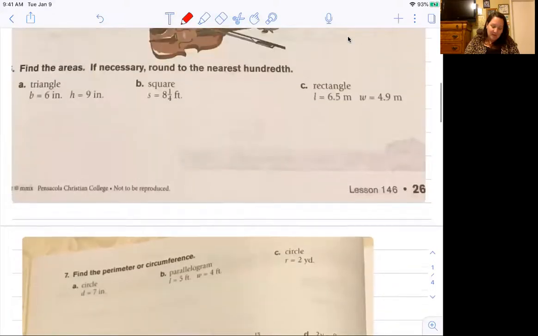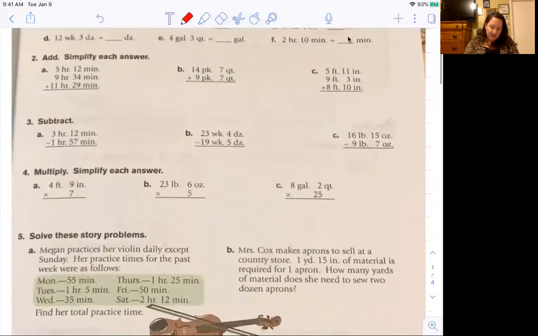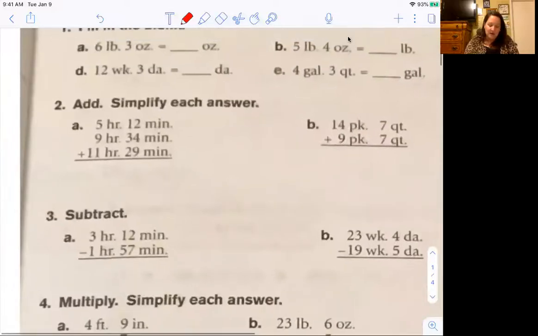So I'm going to come back up here to page 263, and let's do these together. Number 2A: 5 hours, 12 minutes, plus 9 hours, 34 minutes, plus 11 hours, 29 minutes. First, we need to add. Let's add them all up, add our columns, and then we'll do some conversions.